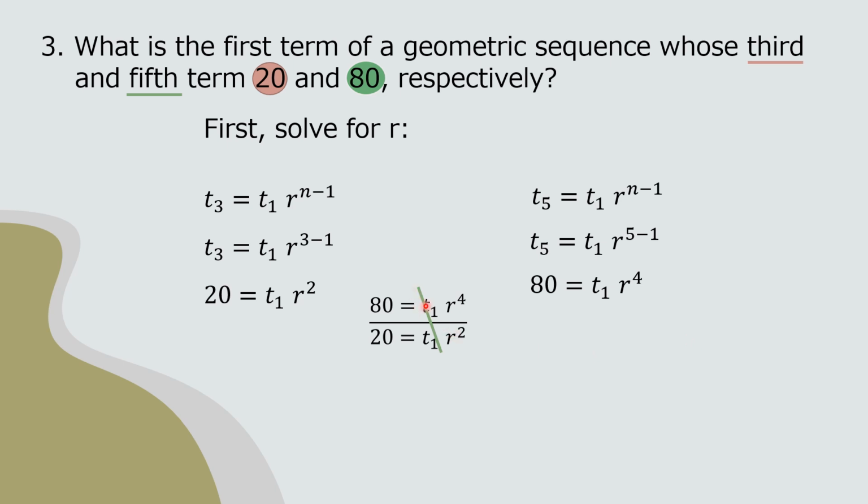So, cancel t sub 1 over t sub 1. So, 80 divided by 20 will give you 4 is equal to r to the 4th divided by r to the 2nd, which will give you r squared. Get the square root of 4. So, square root of 4 is equal to plus and minus 2. So, the value of r is equal to plus and minus 2.